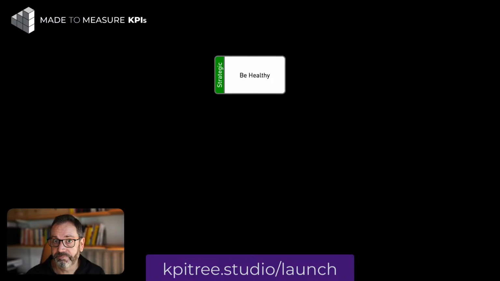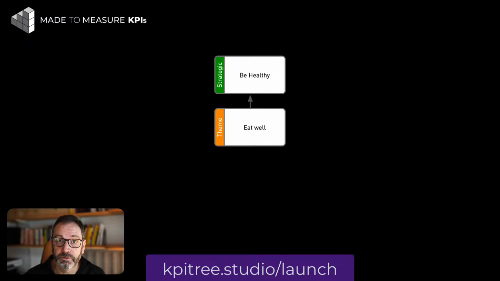Being healthy is something that pretty much everyone on the planet thinks about at some time. It's a really important strategic objective. It's also not something you can put a single measure to. So what do we need to do? Well, we need to break it down. So for example, being healthy might involve regular aerobic exercise. It might involve strength training. It might involve sleeping well, and it would certainly involve eating well.